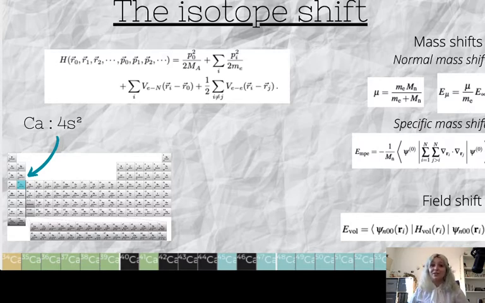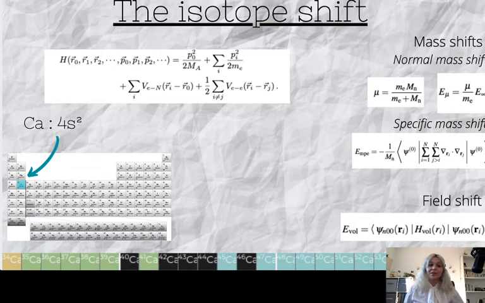The isotope shift is very interesting to study because it gives us a lot of information about the nucleus, which is very hard and imprecise to study by itself. So this isotope shift comes from two main contributions, the mass shift and the field shift. The first one comes from the fact that the nuclei of two isotopes of the same element don't have the same mass, and the second one from the fact that they don't have the same volume.